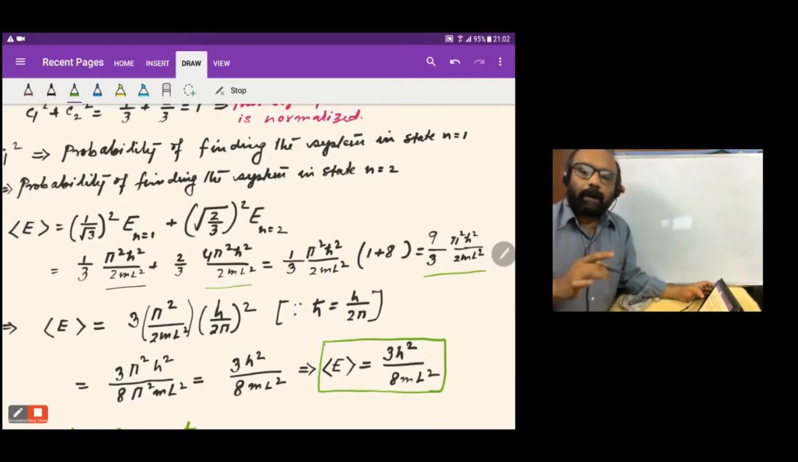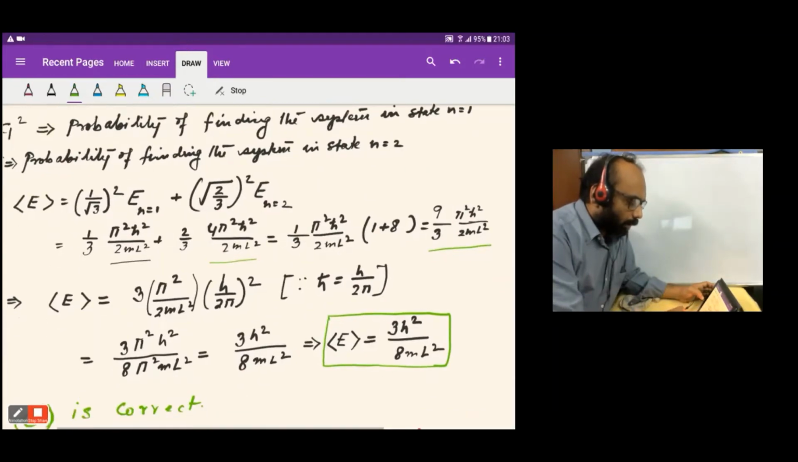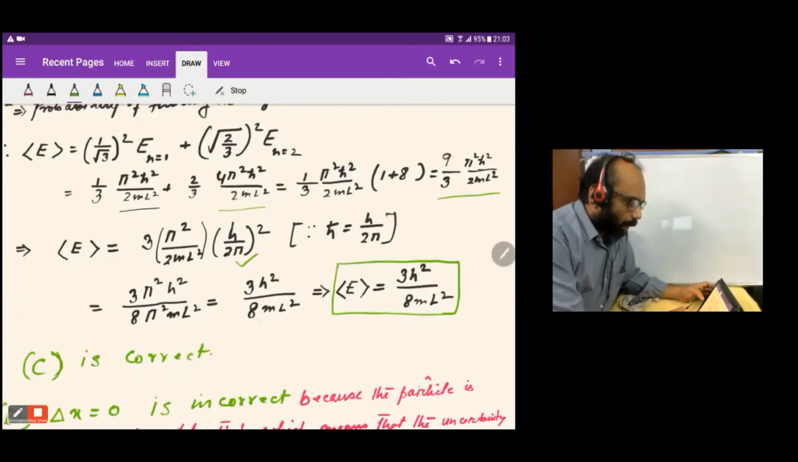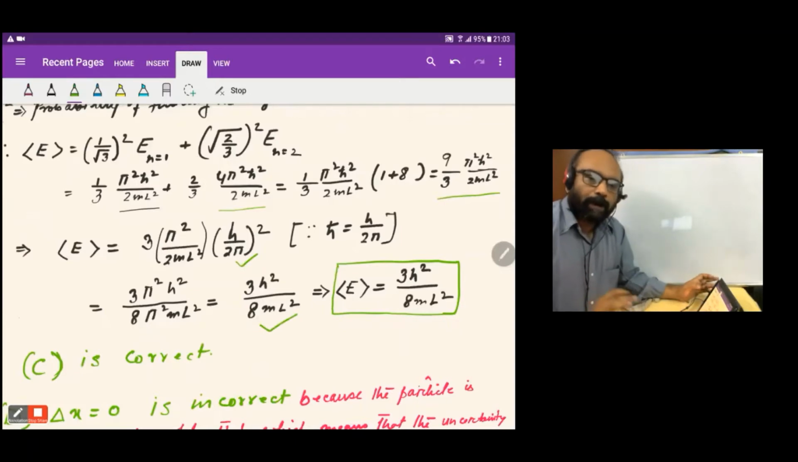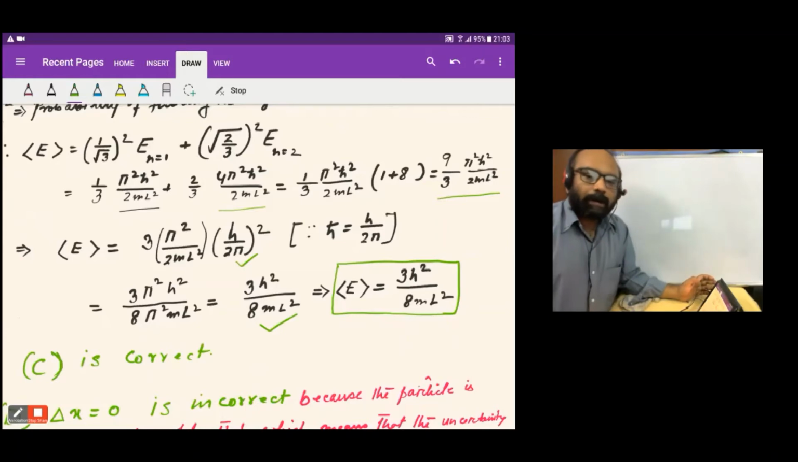Now the answer is given in terms of h, so you have to convert h cross into h, which is h cross equal to h by 2 pi. Putting the value of h cross, so h by 2 pi whole square, that gives me 3h square by 8 m L square. So the expectation value of E is equal to 3h square by 8 m L square. So option C is correct. Option B, 0.